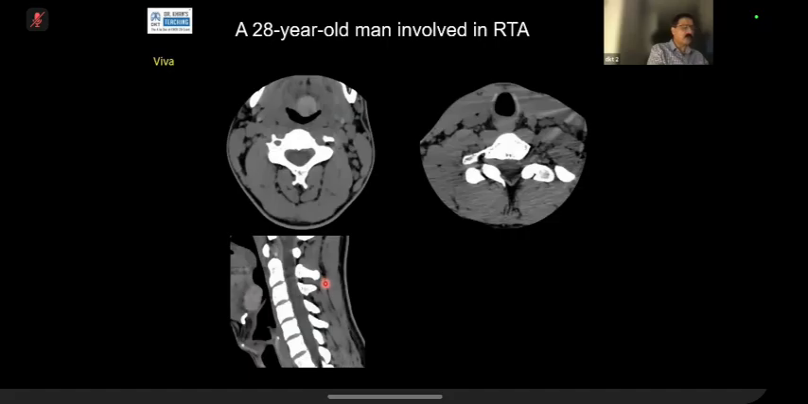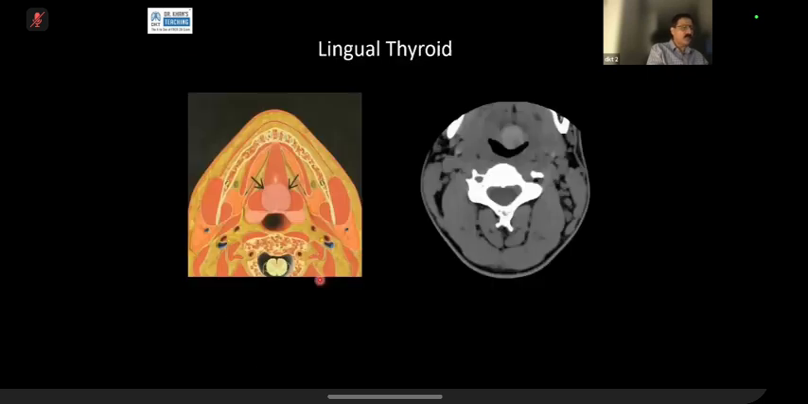Two pathologies you have to remember. One is carcinoma, so thyroid carcinoma developing here, number one. Number two is what I showed you, which is a goiter. We'll come back to the case itself, but this is what we call lingual thyroid.